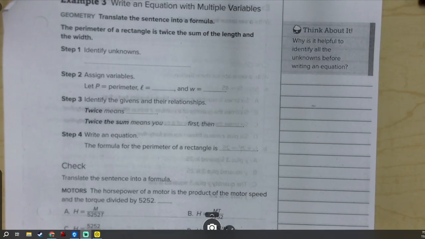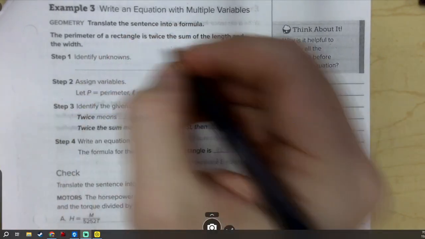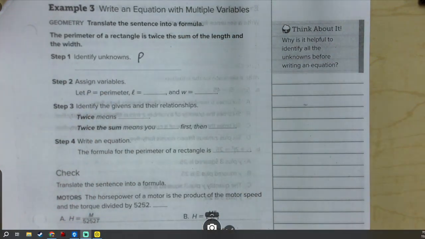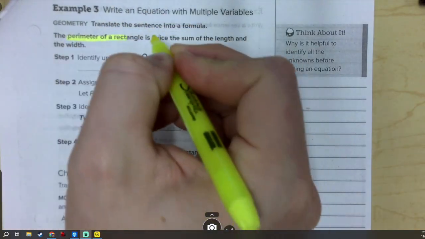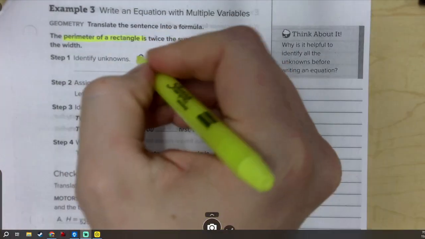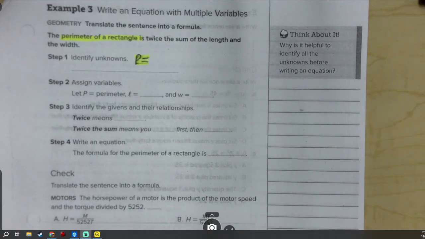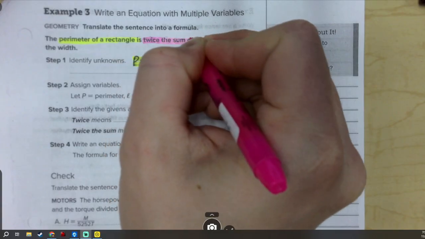Example 3. Translate the sentence into a formula. The perimeter of a rectangle is twice the sum of the length and width. The perimeter, all right. So we have P equals. The perimeter of a rectangle is, we've gotten that taken care of right here. Twice the sum of.